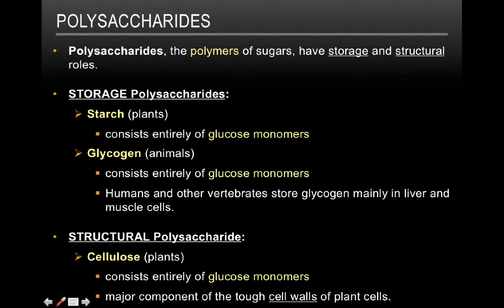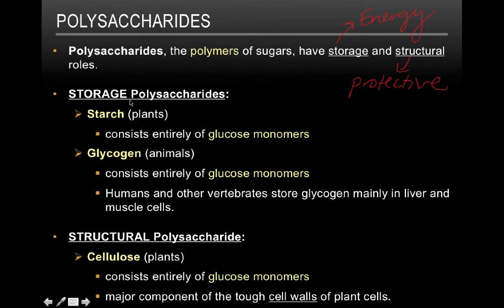The type of reaction illustrated on the previous slide must happen hundreds of times in order to build a large carbohydrate that we refer to as a polysaccharide. Polysaccharides are the polymers of the simple sugars, and polysaccharides have very important storage and structural roles for a cell. Storage in reference to energy storage, and structural in reference to protective functions.